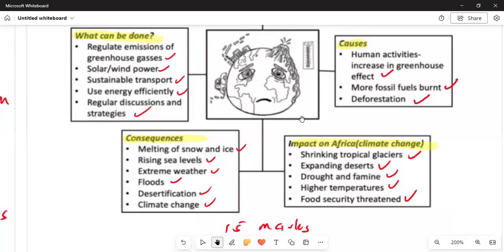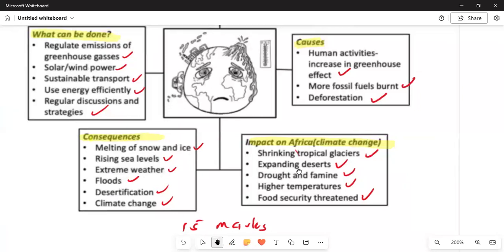And then that can be for 5 marks. If we are moving on again, we are saying, what is the impact of climate change on South Africans? And then we can see that there are expanding deserts. Number 3, drought and famine. Number 4, higher temperatures. And number 5, food security is threatened.